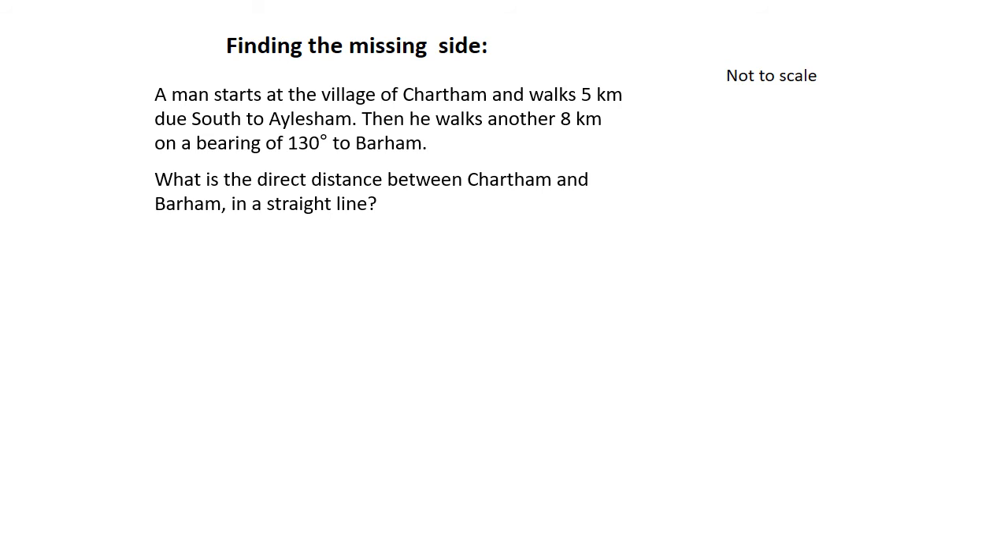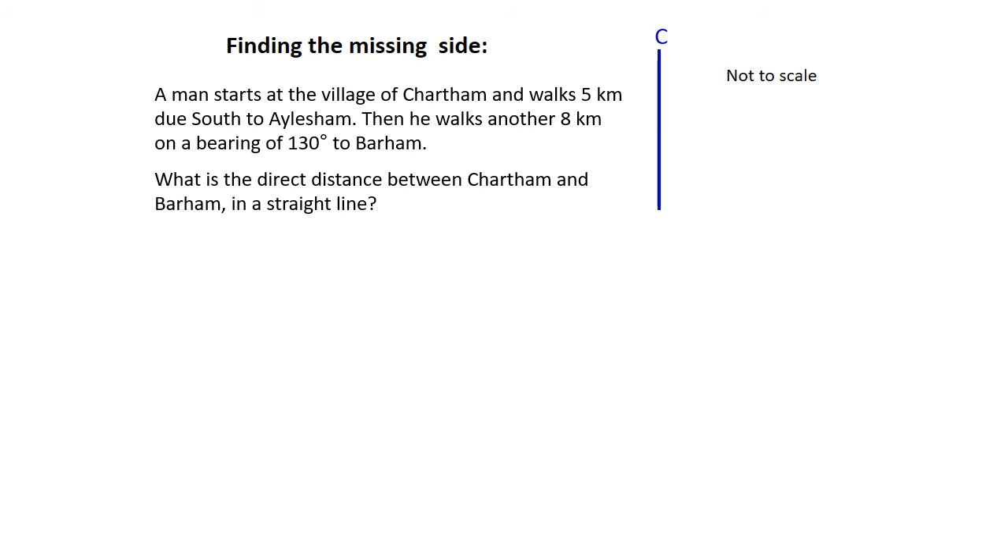So you can have it in worded form, but what I would advise, if you get a question like this, draw it out. So a man starts at the village of Chartham and walks 5k due south to Aylsham. He then walks another 8 kilometres on a bearing of 130 degrees to Barham. What is the direct distance between Chartham and Barham? Is it in a straight line? Okay, so we're going to draw it out.